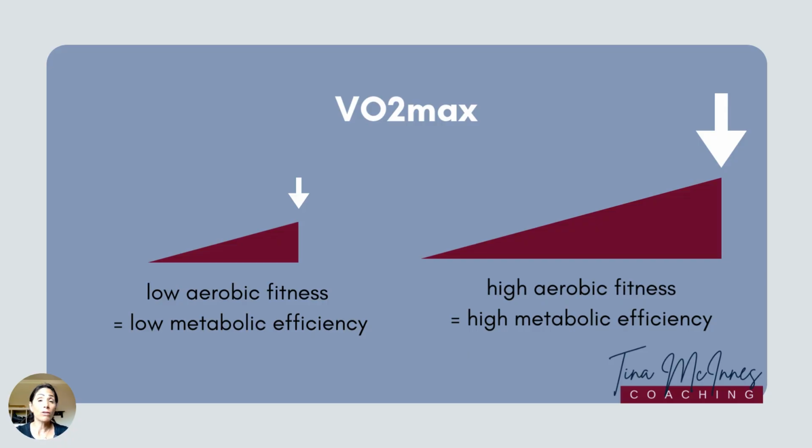Whereas someone who's been exercising regularly, quite a lot, will have a demand placed on their body that requires their body to adapt, produce more mitochondria, better functioning mitochondria, and as a consequence, have a high ability when needed to uptake oxygen, and their maximum is very high. And those folks have high aerobic fitness and therefore high metabolic efficiency.